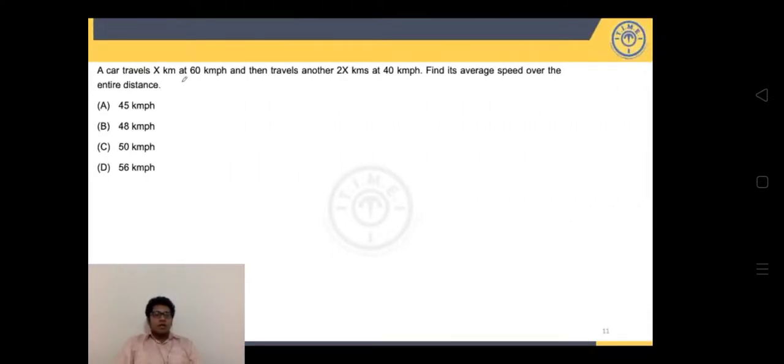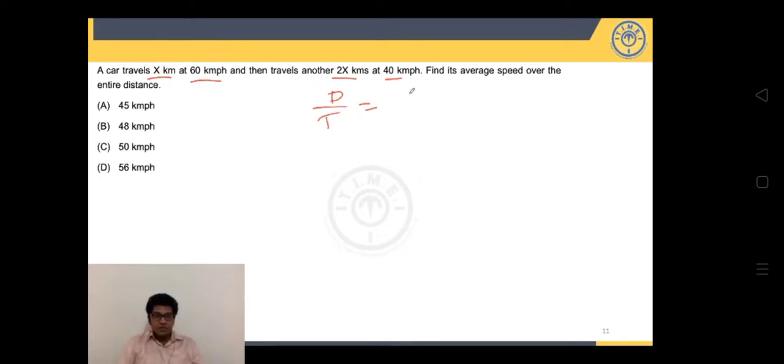A car travels x kilometers at 60 kilometers per hour and then travels another 2x kilometers at 40 kilometers per hour. Find its average speed over the entire distance. As you all know, what is the formula for average speed? Total distance by total time. So what is the total distance here?